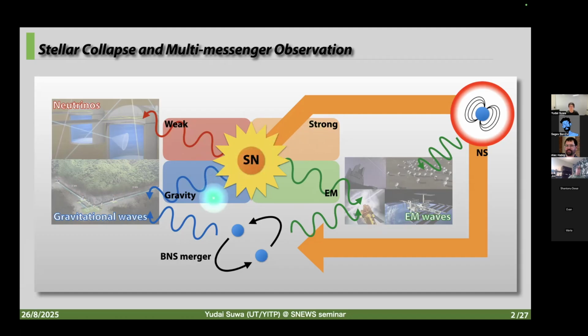And each interaction makes a different signal. From gravity, gravitational waves are emitted, and weak interaction makes neutrinos, as you know. Electromagnetic interactions make broadband electromagnetic waves, and strong interaction makes a neutron star. As the neutron star evolves, electromagnetic waves come again, and if the neutron star has a binary companion, the binary neutron star merger can generate gravitational waves and electromagnetic waves. And if it's nearby, neutrinos might be detected. So with multi-messenger observation, we can look at supernovae from different points of view.